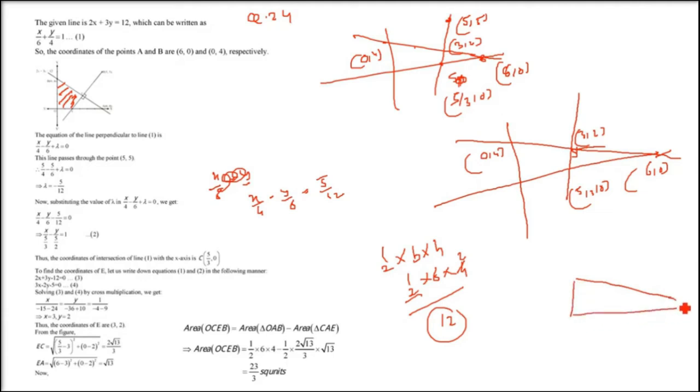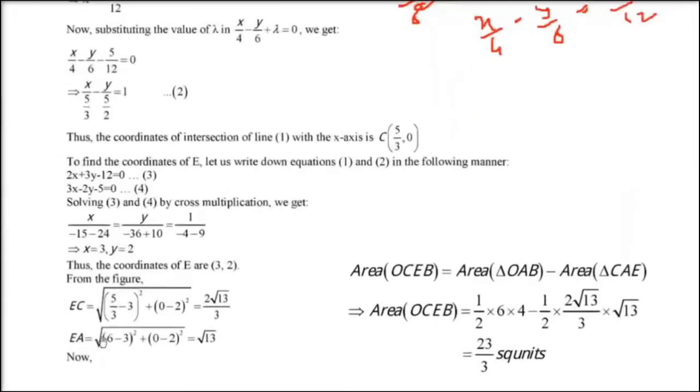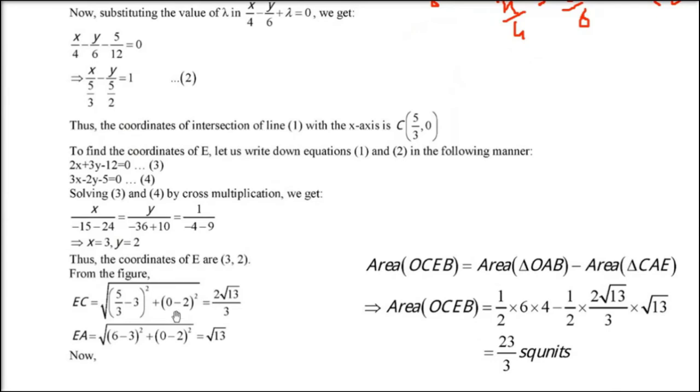We have (6, 0). We have here (3, 2). Here we have (5/3, 0). So this is 90 degrees, right? So half into base is this one, altitude is this one. Base, we have to find out the distance. So we have 6 minus 3 whole square and 0 minus 2 whole square, add and under root. This is 2 root 13/3. How about EA? So we have 5/3 minus 3 whole square and 0 minus 2 whole square. So these two distances are known. These are the sides of the triangle having 90 degrees.